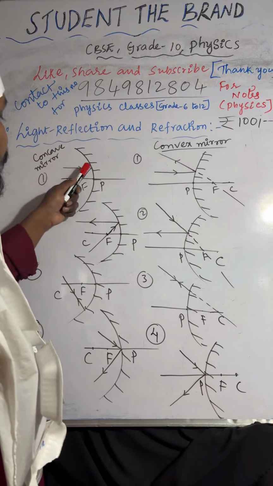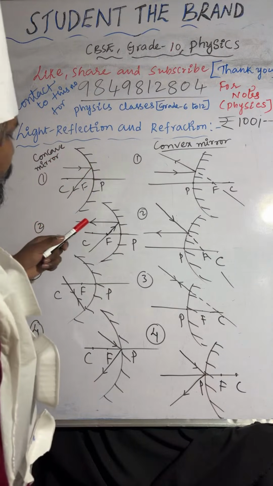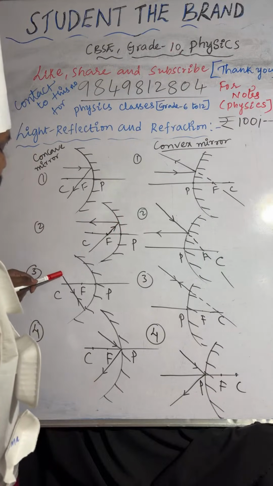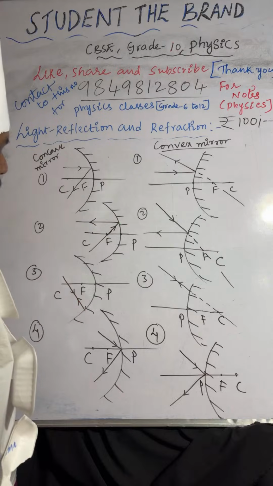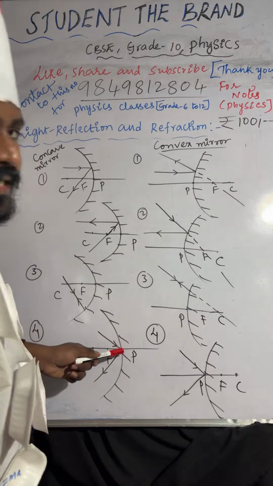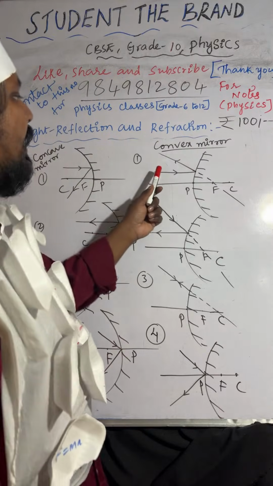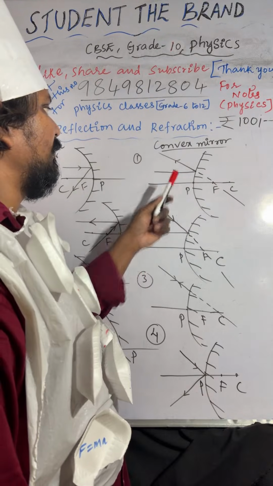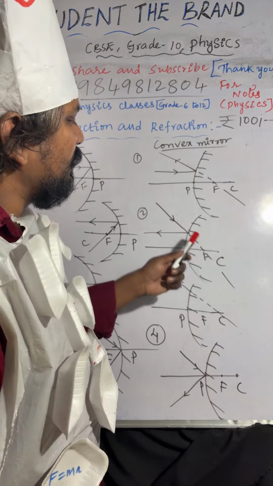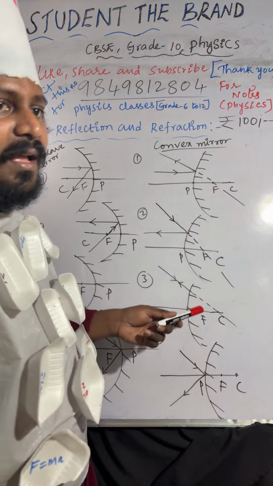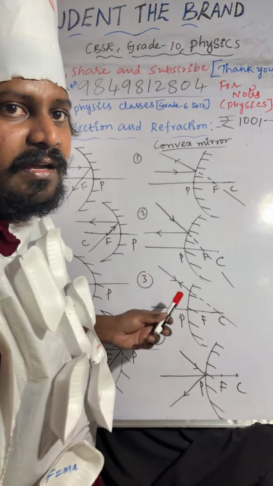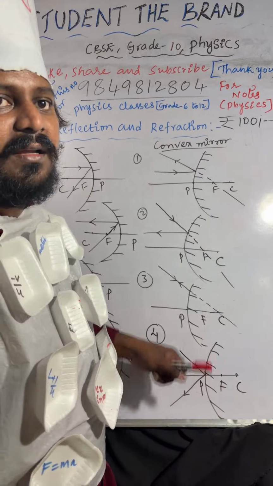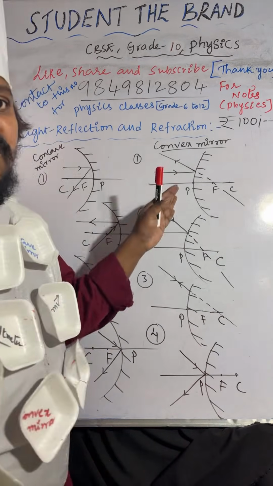For the concave mirror: a light ray coming from infinity, after reflection, passes through the focus. A light ray passing through the focus, after reflection, moves towards infinity. A light ray passing through the center of curvature retraces its original path. A light ray incident at the pole reflects back. For the convex mirror: a light ray incident on the mirror, after reflection, passes through the focus. A light ray passing through the focus, after reflection, moves towards infinity. And a light ray passing through the center of curvature retraces its original path. A light ray incident at the pole reflects back. So this is about concave mirror and convex mirror.